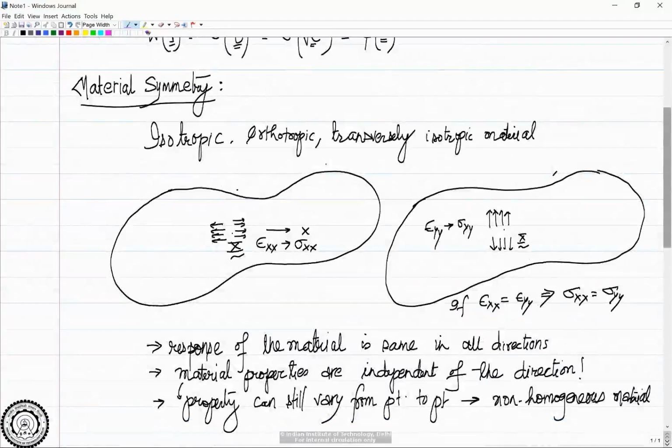Sir, can you also give an example for each kind? Yeah, for example, tungsten. They say that tungsten is isotropic at nanoscale. If you look at the lattice of tungsten, it has the same property in all the directions. Just think of, for example, a body centered cubic lattice, the BCC lattice.